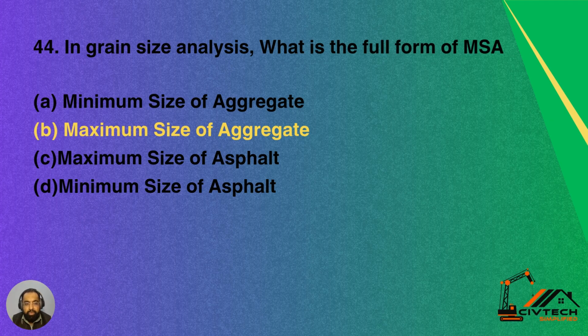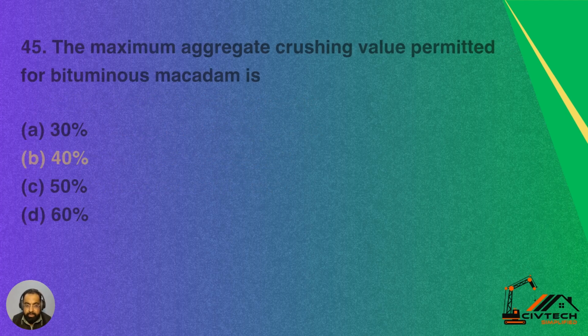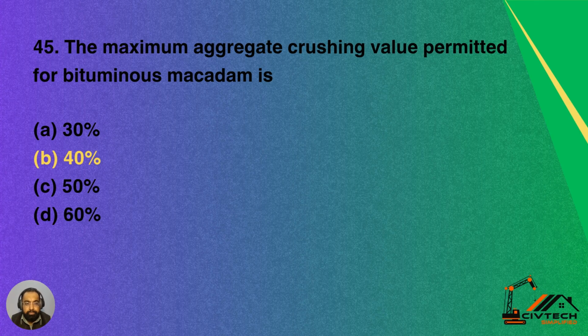Question 44. In grain size analysis, what is the full form of MSA? Option A, minimum size of aggregate. Option B, maximum size of aggregate. Option C, maximum size of asphalt. Option D, minimum size of asphalt. So in grain size analysis, remember the MSA stands for maximum size of the aggregate. Option B is the correct answer.